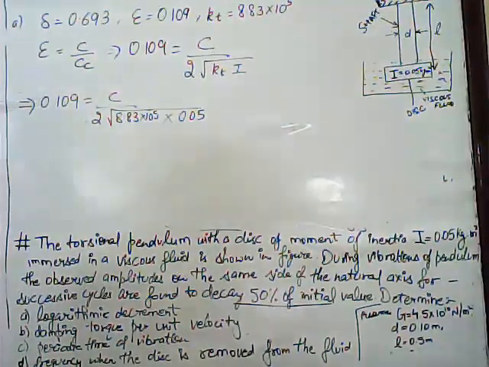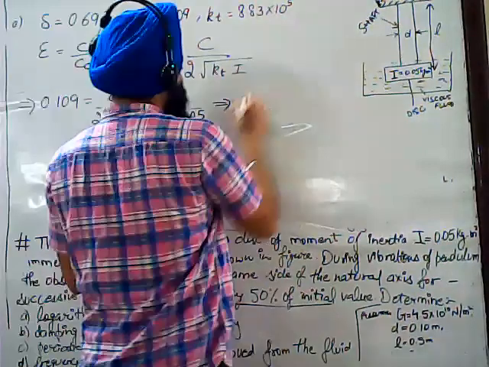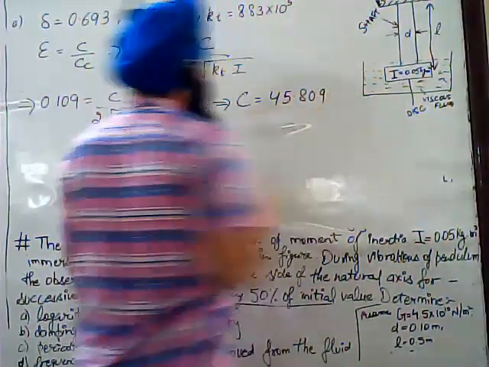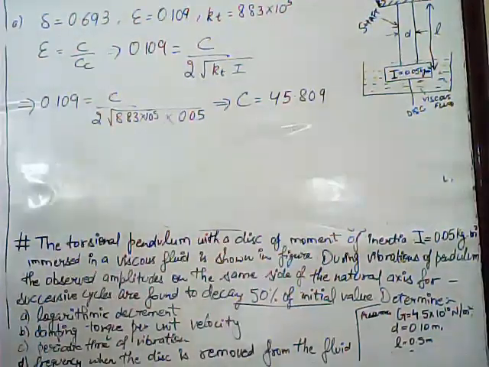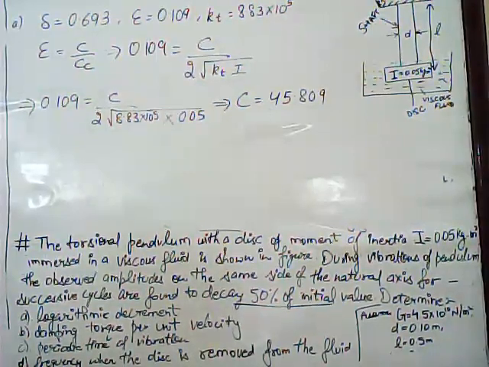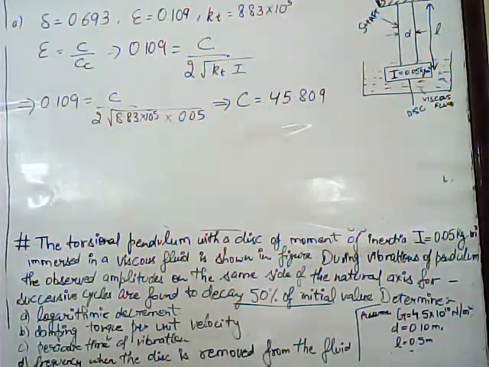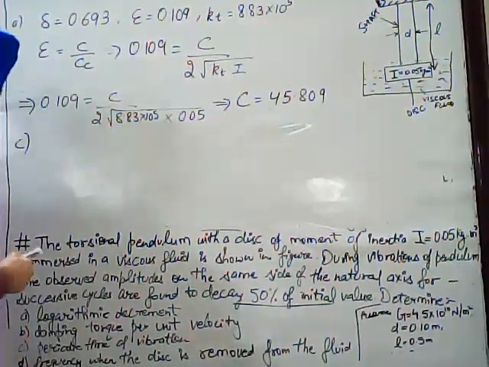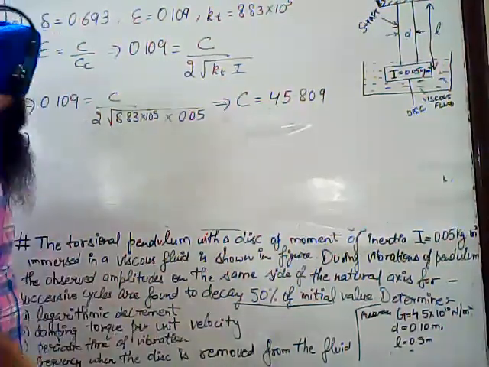Its value will be 45.809. The units will be Newton meter per radian. So this is the value of damping torque per unit velocity. The third step is we have to find the value of periodic time of oscillation, that is, the periodic time of vibration.